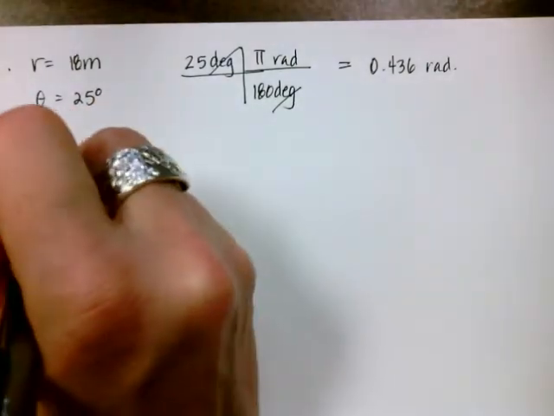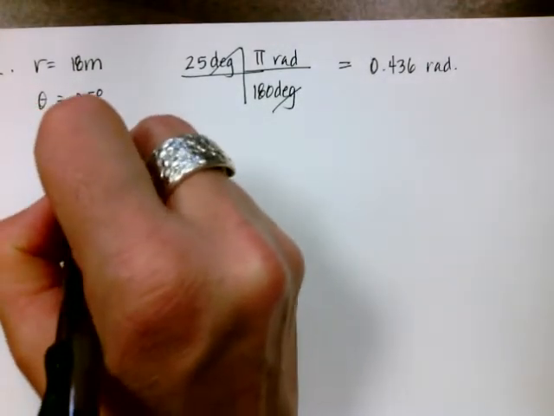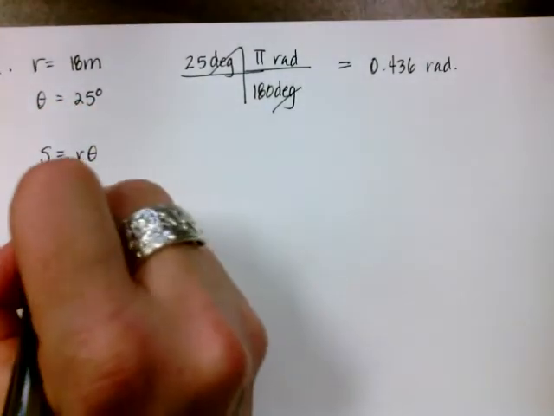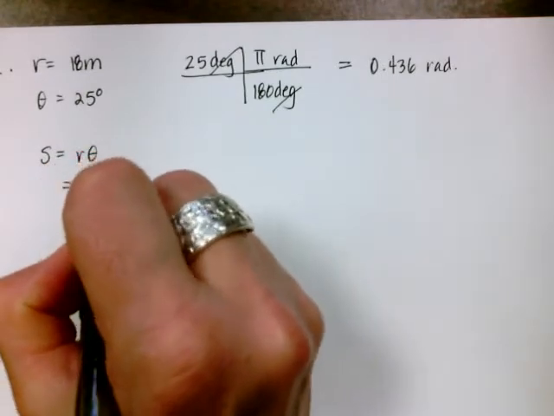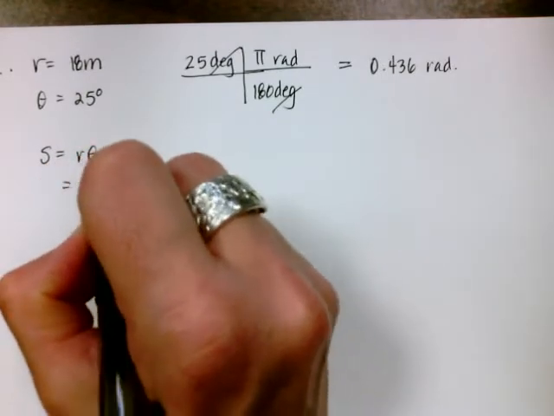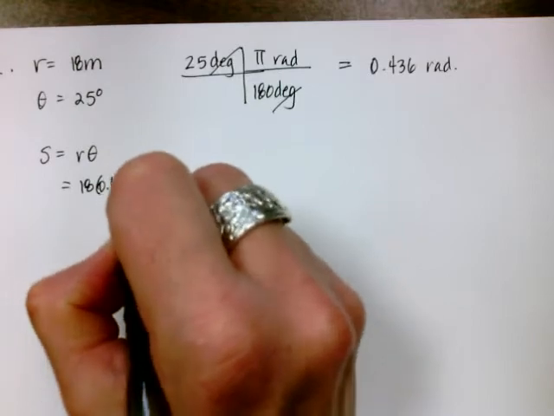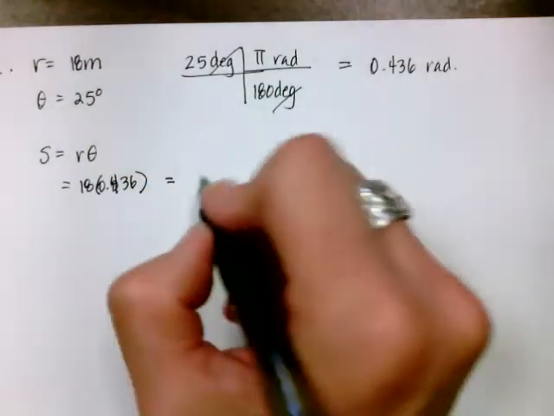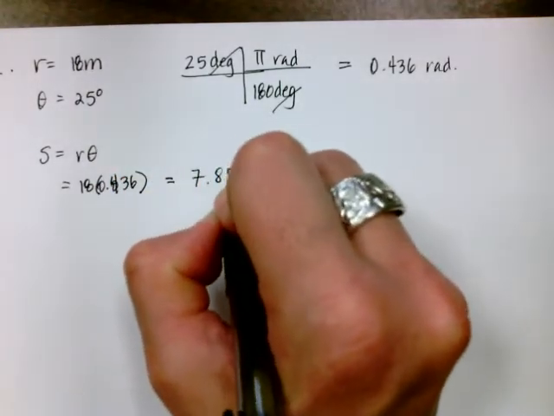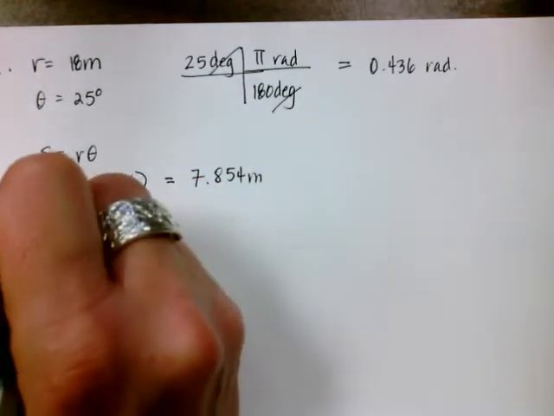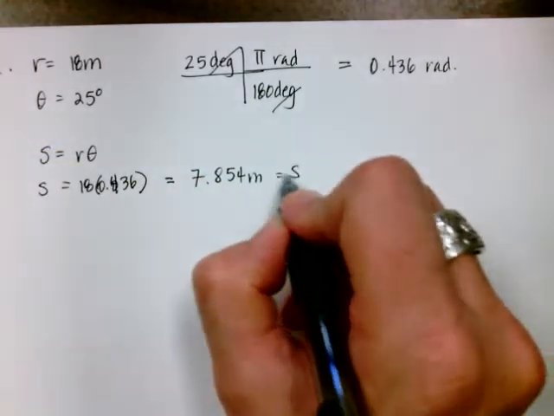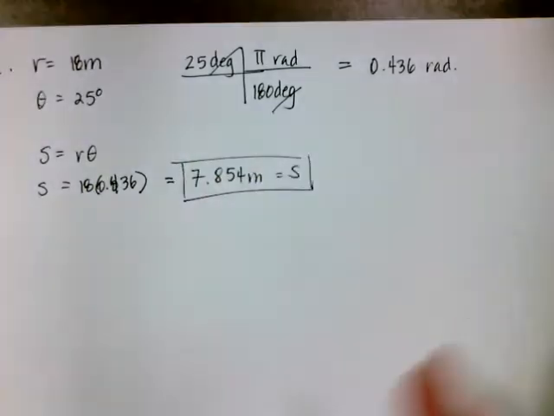All right, so now I can do my two formulas. S is equal to r theta, which is my arc length, which is going to equal the radius of 18 times 0.436. And when I do that math in my handy dandy grapher, I get 7.854 meters. Remember, we're talking about a linear unit of measure.